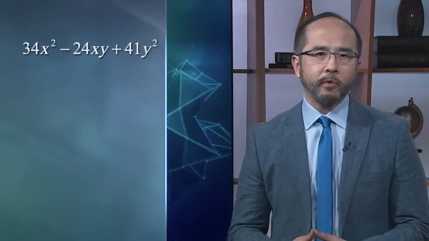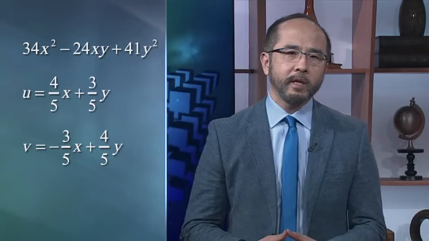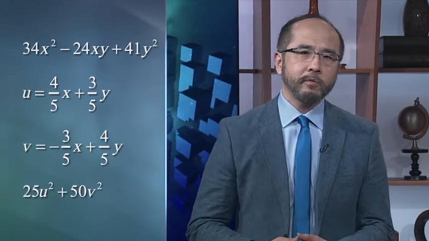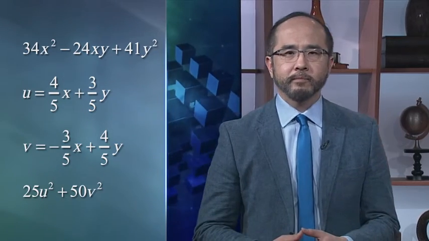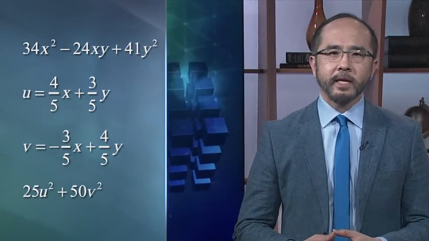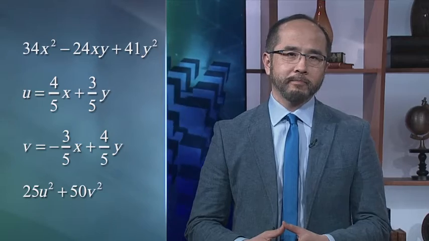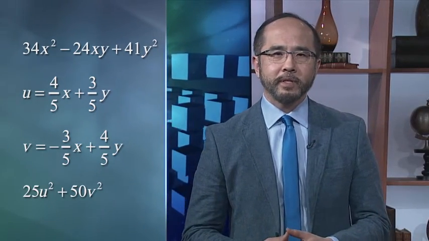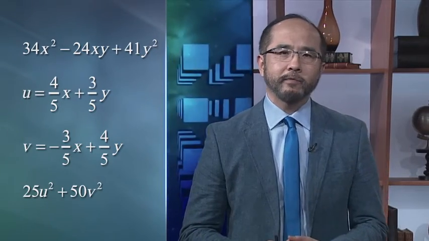Now, if I told you to make the following change of variables from x and y to u and v, then you'd find that the expression reduces to 25u squared plus 50v squared. Then suddenly there's a lot we understand about this function. It's now obvious that this function is never negative, since squares are never negative.